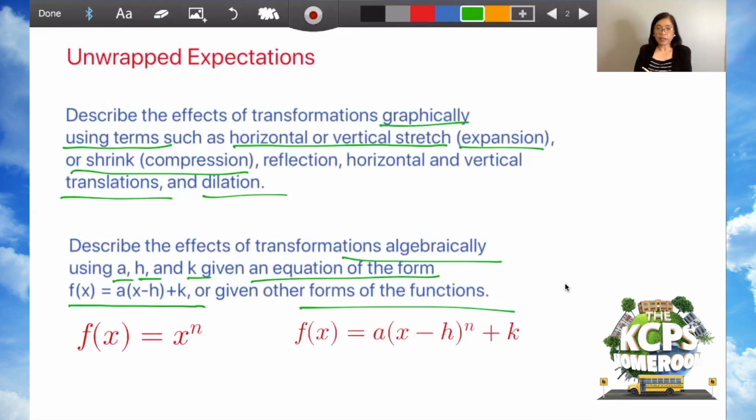So in this case, we're actually looking at a parent function. Let's say f of x is equal to x to the power n. When n is 1, we have a linear function. When n is 2, we have a quadratic function, 3 cubic, and so on. Now what happens if we change the parameters and transform this into the form f of x is equal to a times the quantity x minus h to the power n, plus k? So what will now be the effect of these a, h, and k parameters on the graphs of functions?